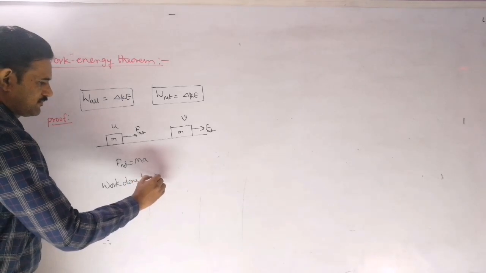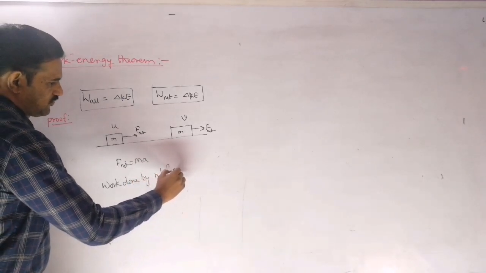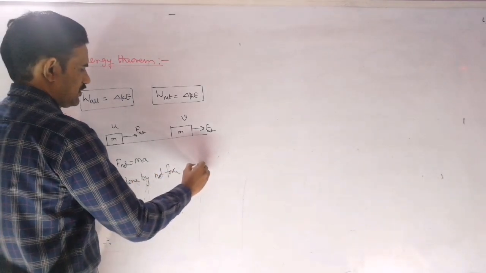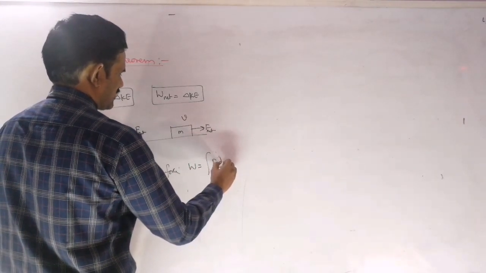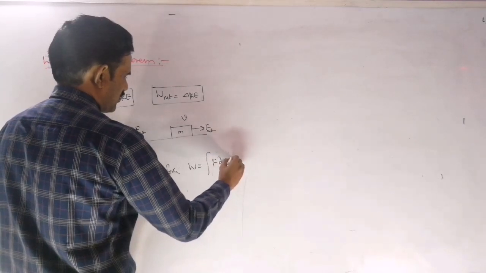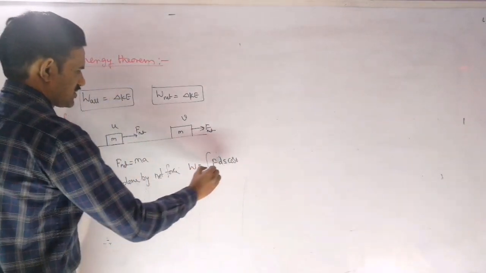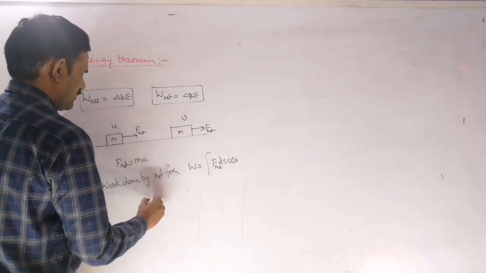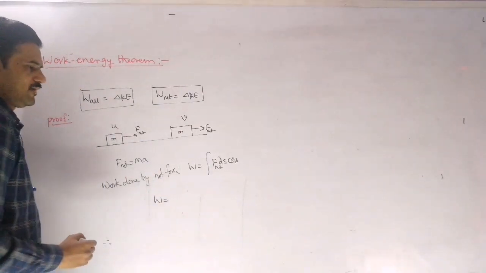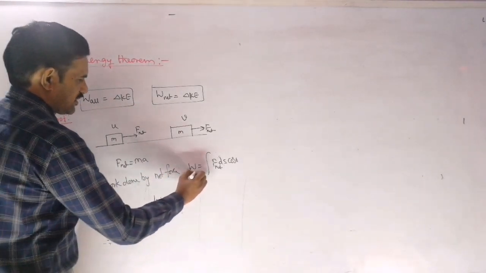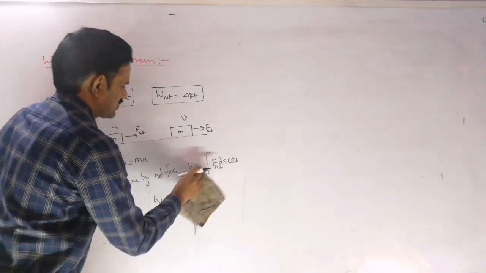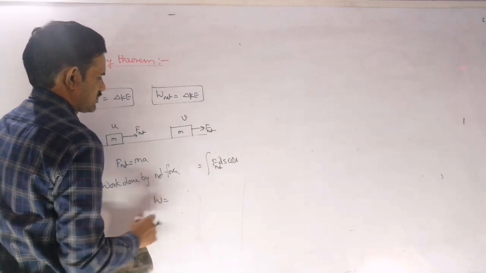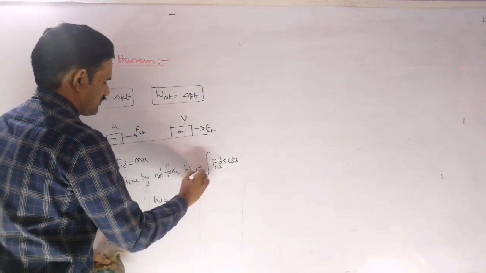Work done by net force. This is the integral of F into ds into cos theta, or cos 0. And so this is the net force. And so there it is, work done by this. This is again the work done by the net force we are writing here. So write it as W net. So this is the work done by the net force.